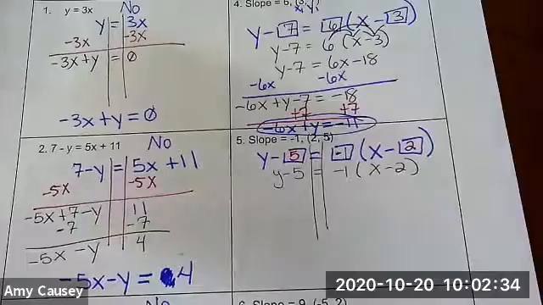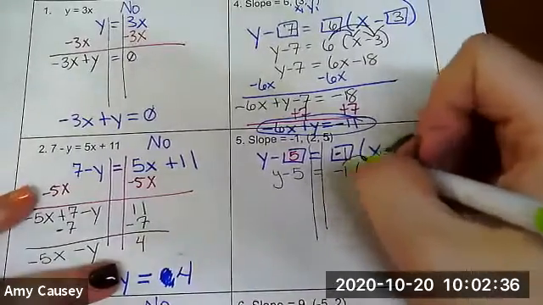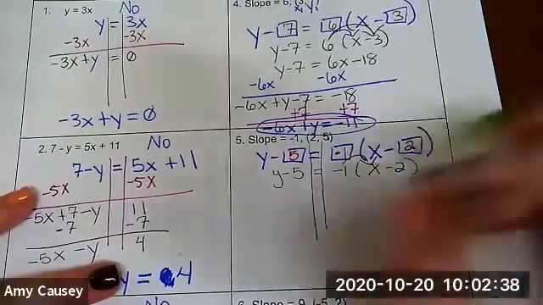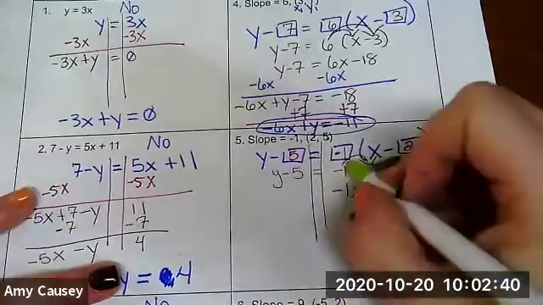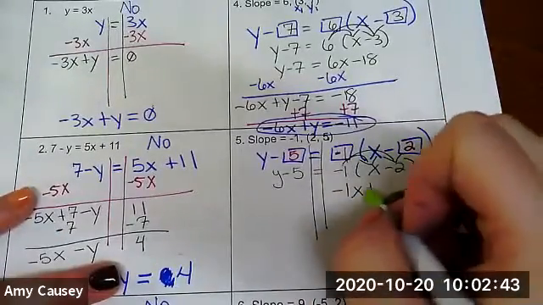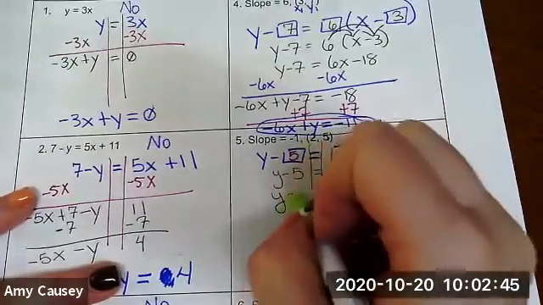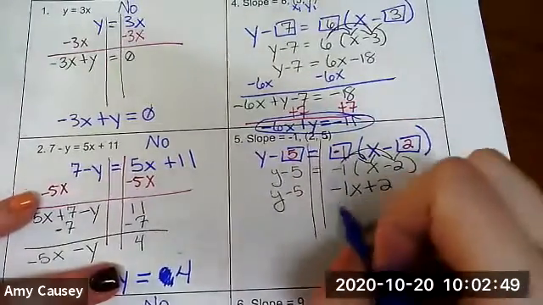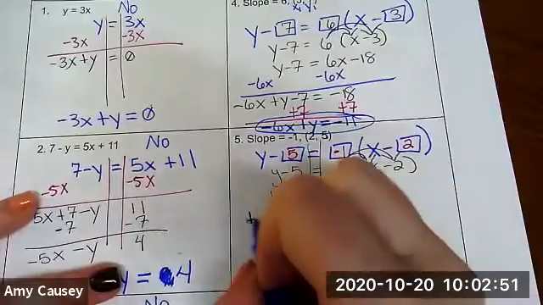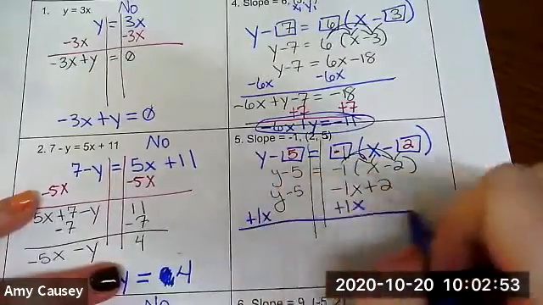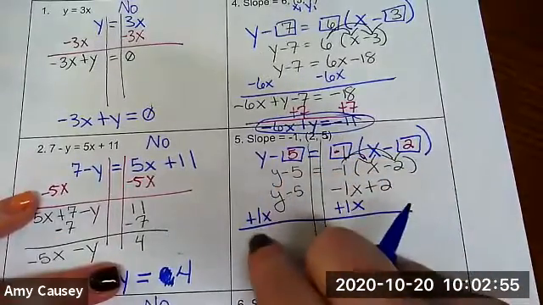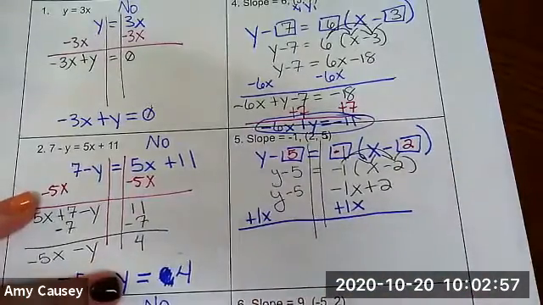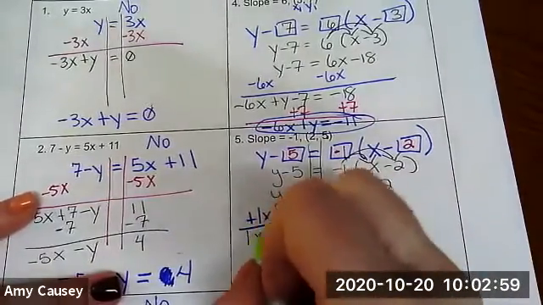Now let's start getting this to standard. Negative 1 times x is negative 1x. Negative 1 times negative 2 is positive 2. I really want to move that x so I can get it to standard. Add x. None of those are the same. So if they're not the same, bring them all down.